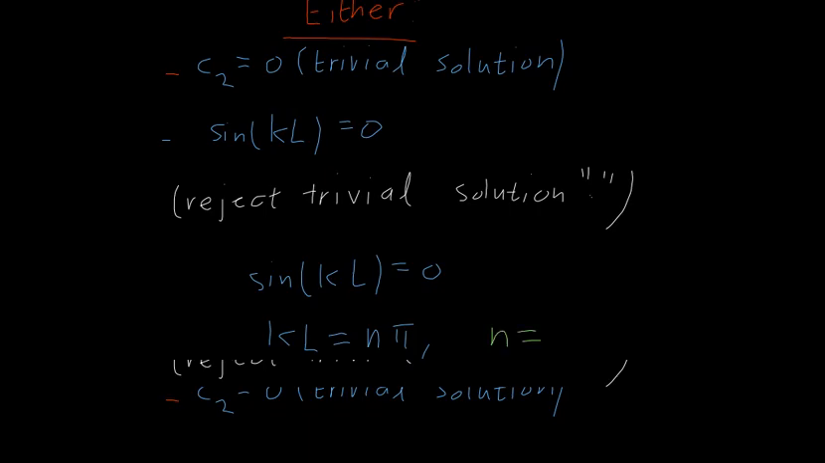I'm going to be very specific about this. There exists an n belonging to the integers, which I should be saying to be mathematically precise, where n is equal to 1, 2, 3, and so on. So for a particle in a box, we need to reject the trivial solution, take sine KL equal to 0, and I'm getting that KL equals n pi because I want to solve for KL by inversing the sine. The only way to get inverse sine of 0 is to have integer multiples of pi, because that's the only time when sine KL is 0.